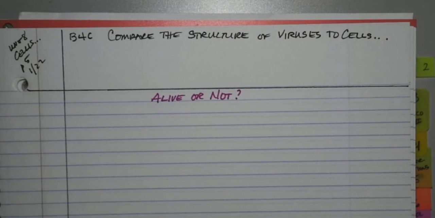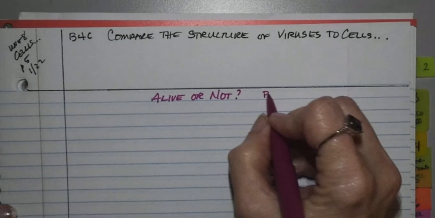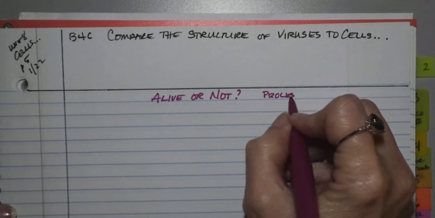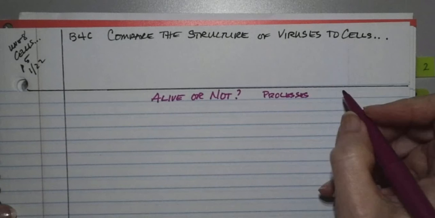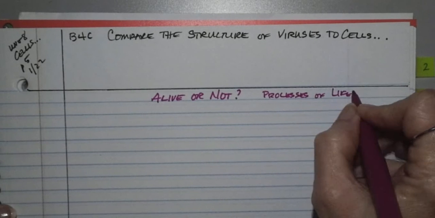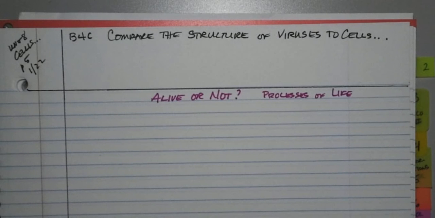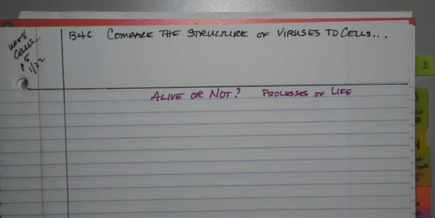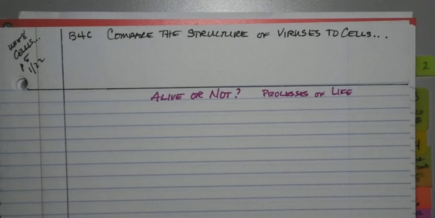And when we do that, we call these the processes of life. So does it move? Does it grow? Does it reproduce? Is it made of cells? Does it have DNA? So we can run through this list of things. Is this alive? And viruses, the only thing they have is DNA. So there are 11 processes of life. Viruses have 1. They're not considered alive. So viruses don't show any of the signs of living things except for the DNA.